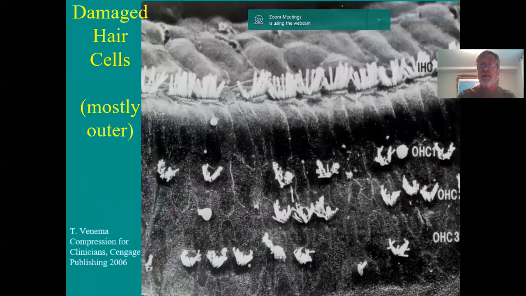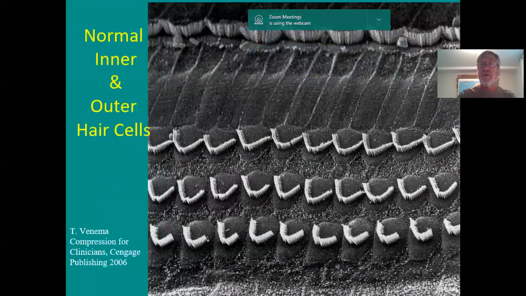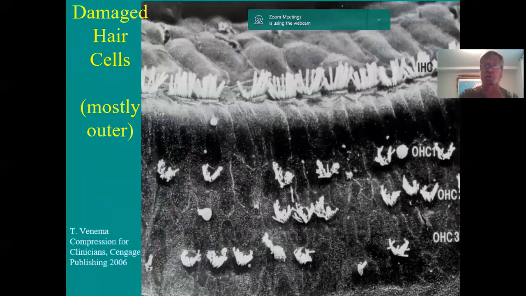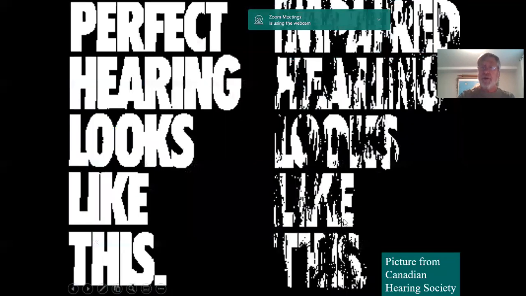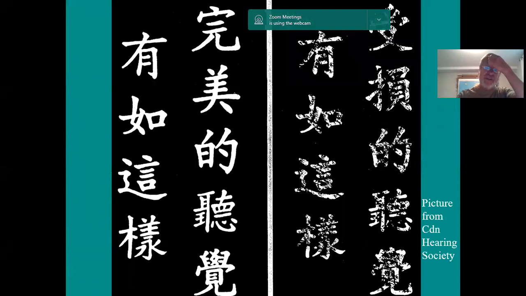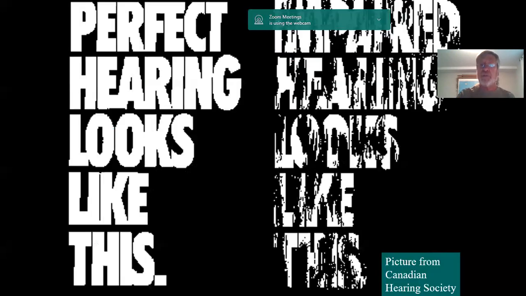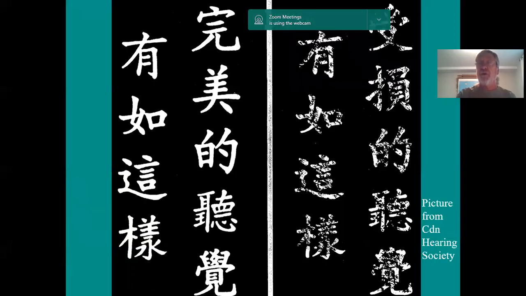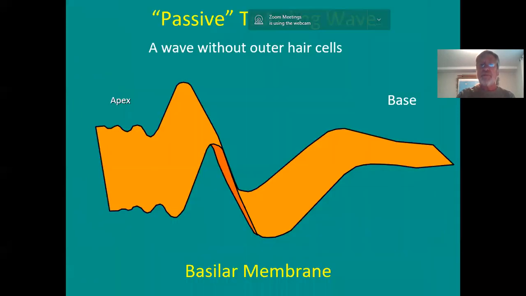Normal, damaged. Normal, damaged. And I would say this would be mostly sensory loss because the damage is mostly to the outer hair cells. And therefore, perfect hearing may look like this, and impaired hearing looks like this. Consider this slide a verbal analogy of these previous two slides. Whether you're talking in Shanghai or whether you're talking in Springfield, Missouri, the question or problem is the same.